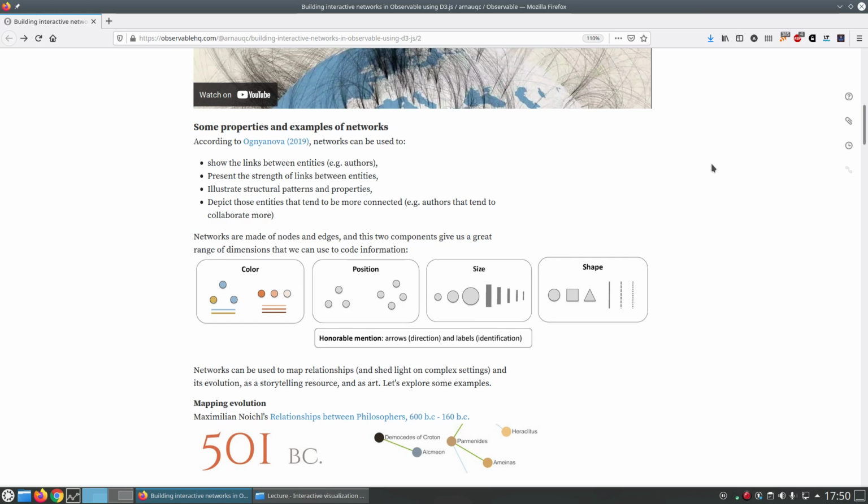So let's explore four examples, and these four examples are categorized by four ways in which a network can be understood, or four goals of networks. The first one is networks as a mechanism to map evolution. Another one is networks as a mechanism to map relationships. Another one is networks as a storytelling resource. And finally, simply, networks as art.